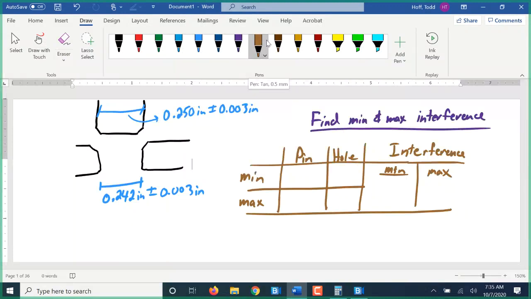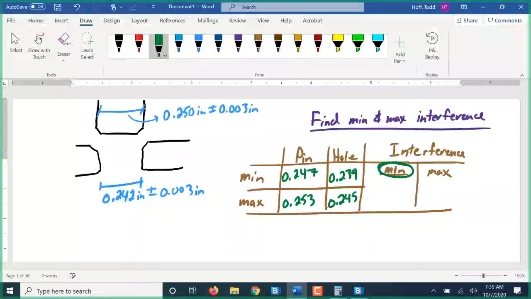Let's take a peek, see how it's working out for you. So to find the minimum and maximum interference, we look at both the pin and the hole, and we find the minimum and maximum size. So for the pin, what is the minimum size of the pin? 0.247, good. What is the maximum size of the pin? 0.253, good. For the hole, what is the minimum size of the hole? 0.239, and the maximum? 0.245.